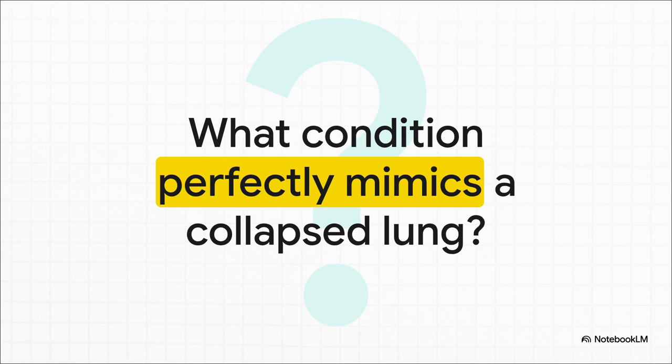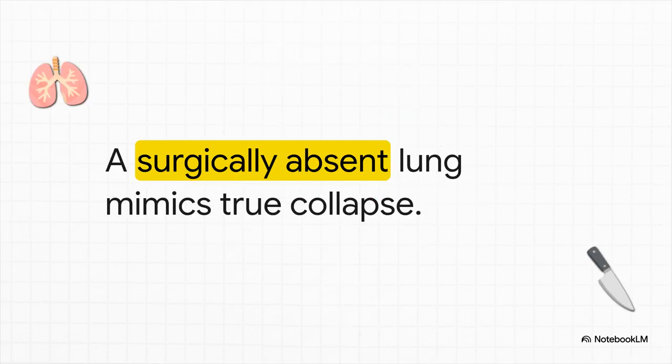But I've got to ask you, what condition perfectly mimics lobar collapse to the point of being almost indistinguishable? The answer is surgically absent lung. You might actually be dealing with a patient who's had a pneumonectomy or a lobectomy. And missing this doesn't just mean you got a trivia question wrong. It represents a genuine category error. You are literally mistaking surgically missing tissue for diseased, collapsed tissue. It's kind of like calling a parking lot a collapsed building. And what makes this so fascinating and honestly so dangerous for the unwary clinician is that these two completely different realities produce an almost identical physical signature.